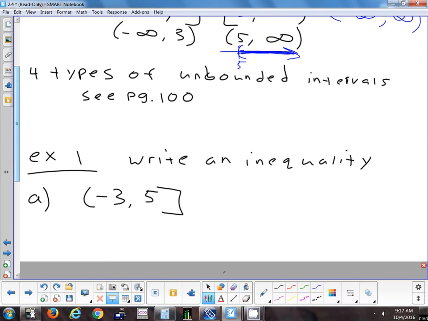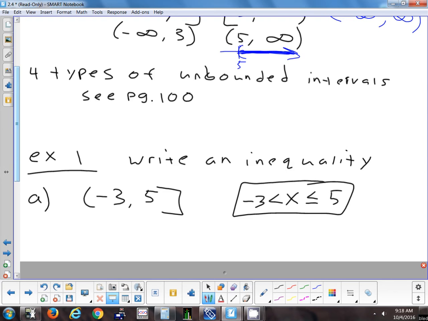Anyone think they could tell me how to write this interval as an inequality with x in the middle? Luke? X is greater than -3. So we got the greater than -3, but not including -3. Yep, not including it. And it's less than or equal to 5. Perfect. That's how you write it as an inequality.